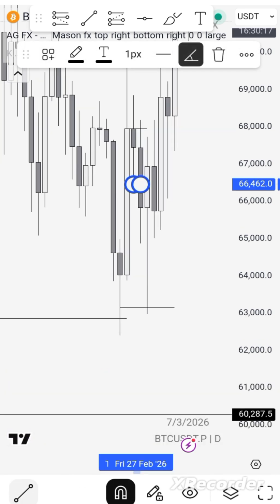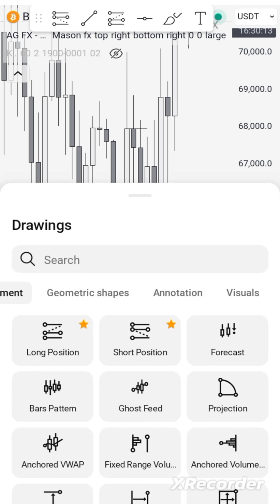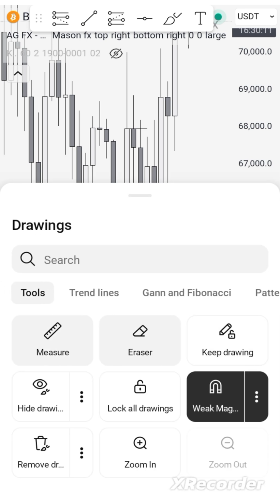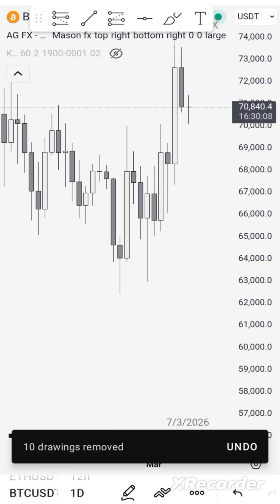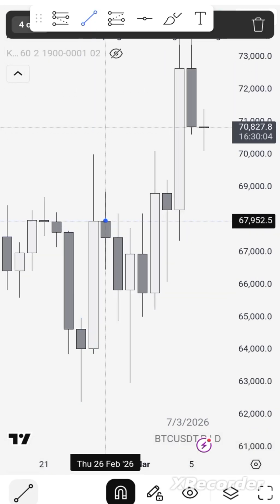Let me clear the chart. So same thing over and over again. Just need to follow the time frame alignment. Okay, this is our rejection here.